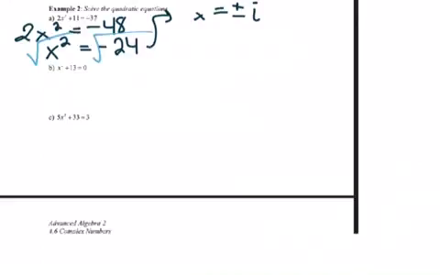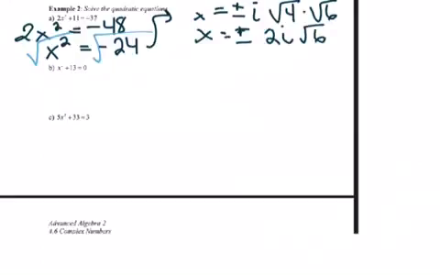And then I'm going to split the square root of 24 into the square root of 4 times the square root of 6. So my final answer, I get plus or minus. Square root of 4 is 2, so I'm going to put the 2 in front of the i. And square root of 6 cannot be simplified.